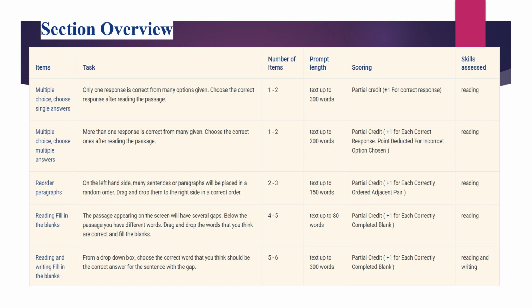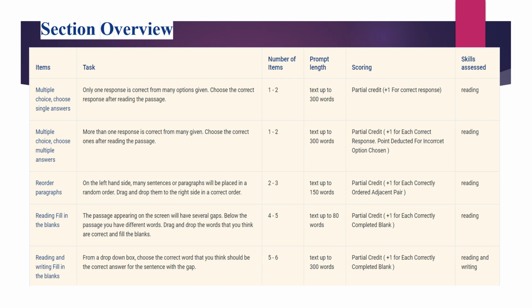Reading fill in the blanks: the passage appearing on the screen will have several gaps. Below the passage you have different words. Drag and drop the words that you think are correct to fill in the blanks. There can be 4 to 5 passages in this type of question, and in the box there are different words provided, so you can select one and drag it to that particular blank. The text length can be up to 80 words, and +1 for each correctly completed blank will be given, and you will be assessed for reading skills.